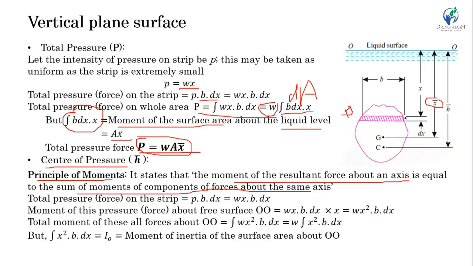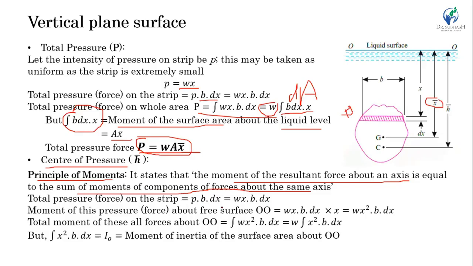For that, again consider the small strip. The intensity of pressure on this small strip is p, and the area of this strip is b into dx. Then we can calculate, as given here, the pressure force on the strip as p into b into dx, so w x times b dx. So this is the total pressure force acting on the strip.